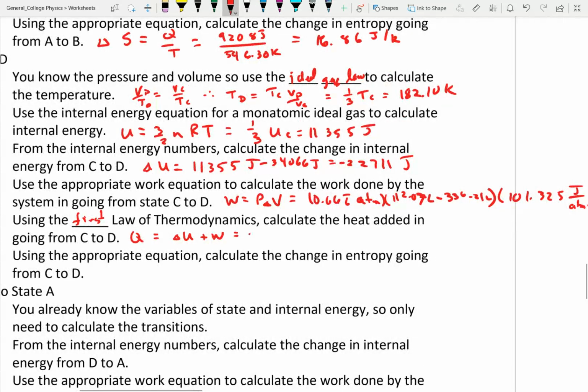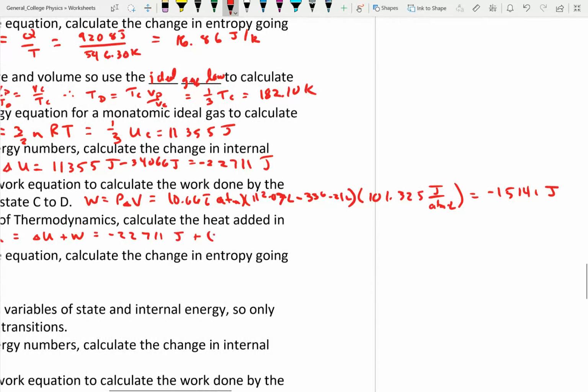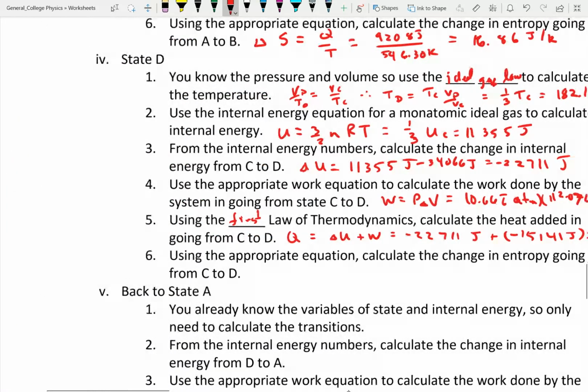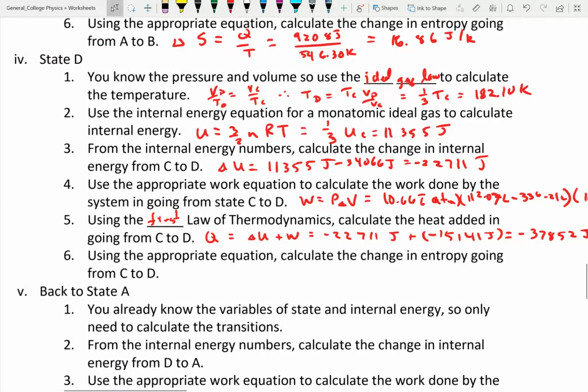So minus 22,711 joules plus a negative 15,141 joules equals minus 37,852. That's not added, right? That's a negative value, so that means that that's the heat exhausted. Now calculate the change in entropy.